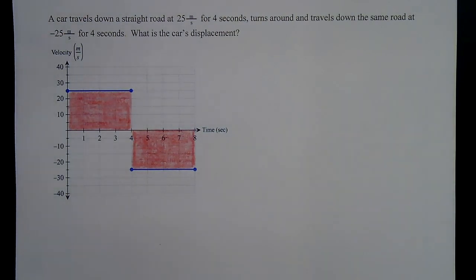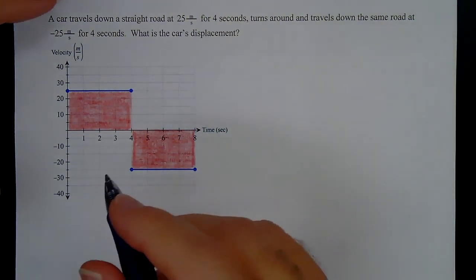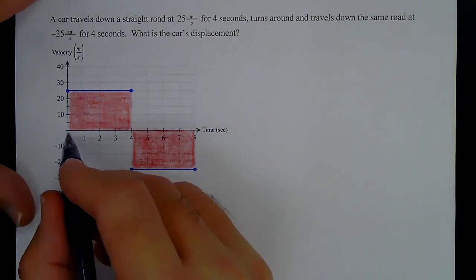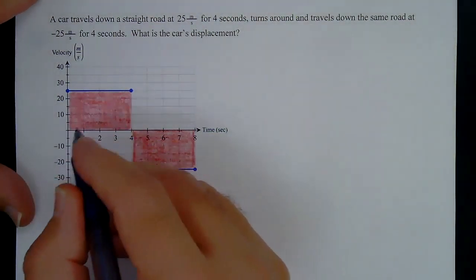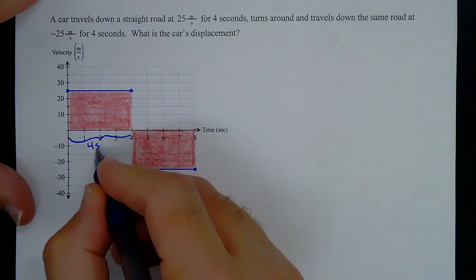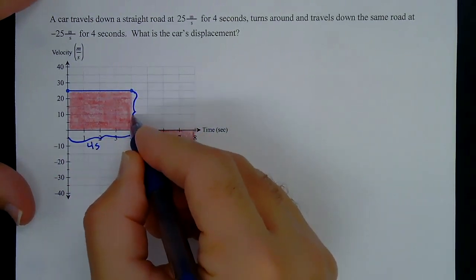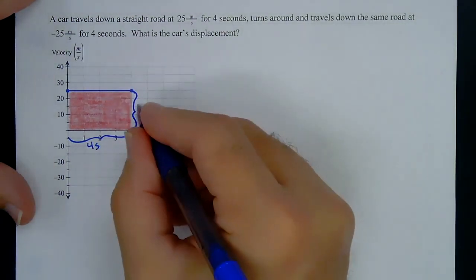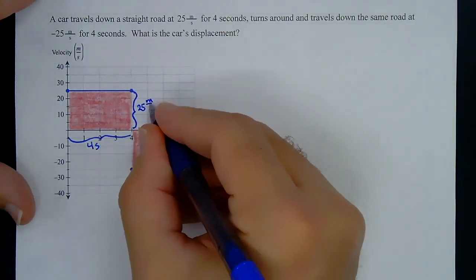One thing I wanted to give you is a problem where we could think it out logically without doing the graph. That's one of the reasons I picked this problem and built up to it. We should realize just logically that the displacement should be 0. Between 0 and 4, the base of this rectangle would be 4 seconds, and the height of this rectangle would be 25 meters per second.